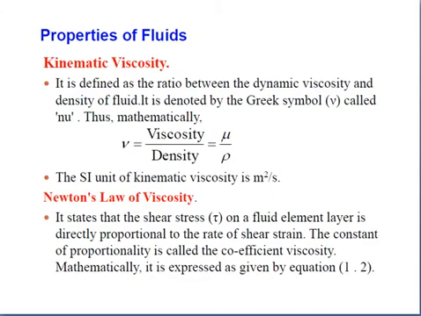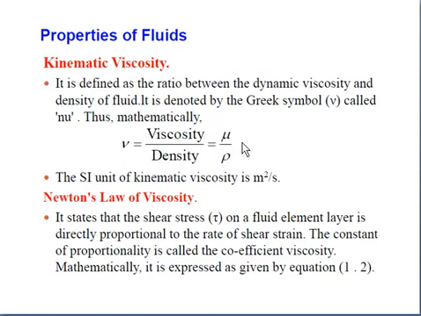Now, the next point, it is also a very important point, that is kinematic viscosity. It is defined as the ratio between the dynamic viscosity and the density of the fluid. Very simple definition. It is the ratio of dynamic viscosity to the density of the fluid. Dynamic viscosity is denoted by mu.